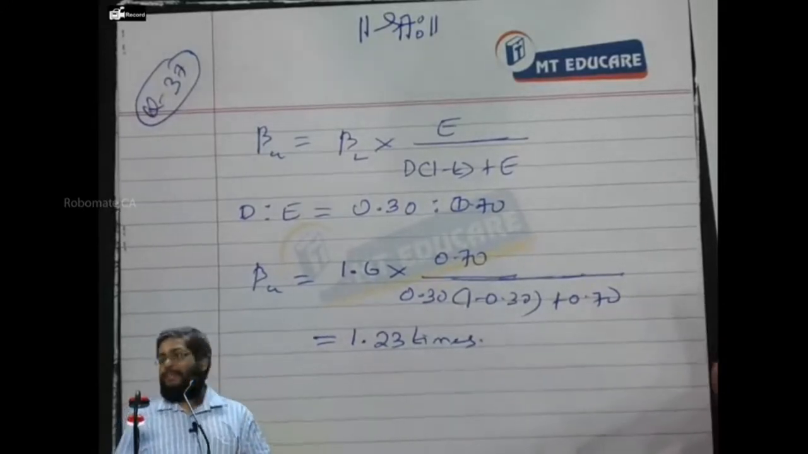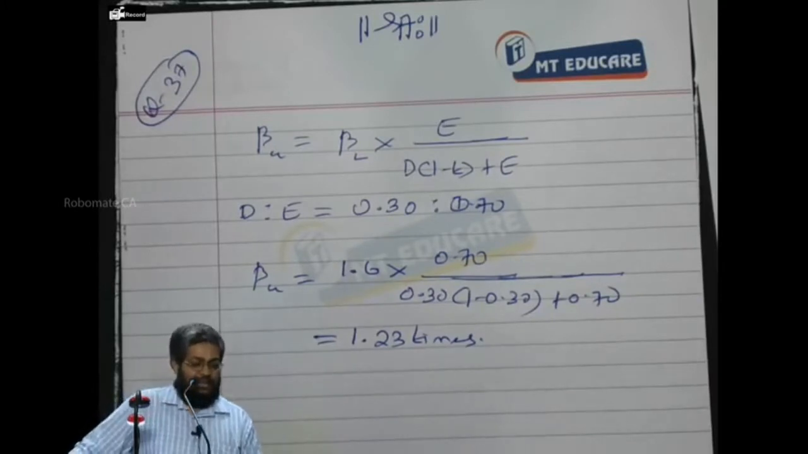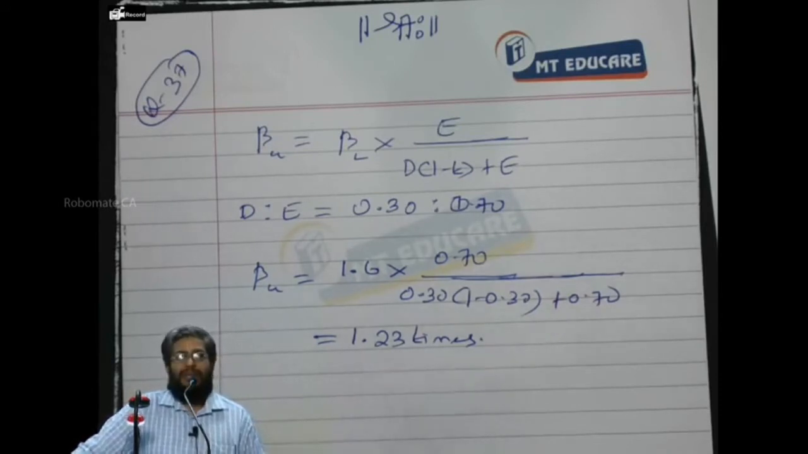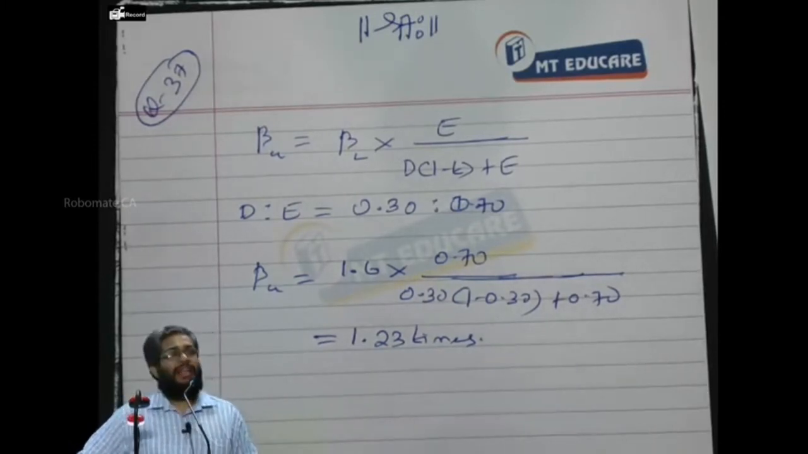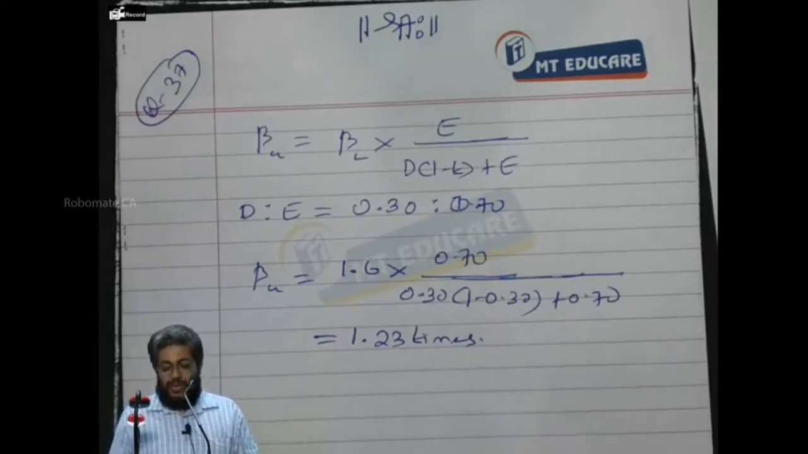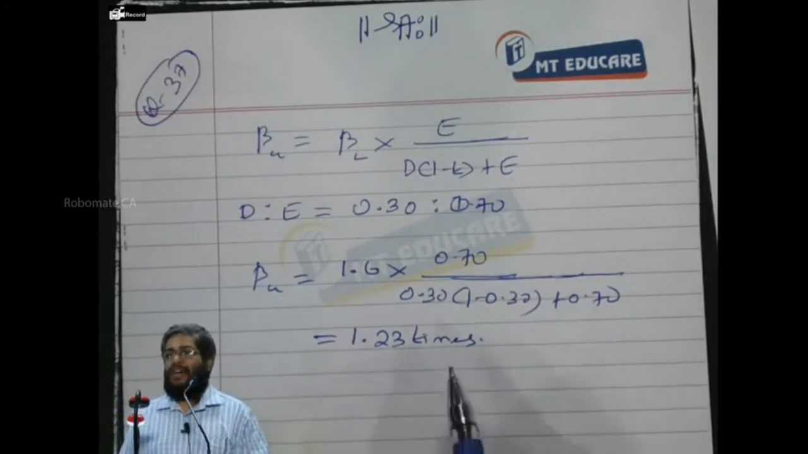So write down. Next. Since it is 100% equity, the equity beta is the unlevered beta.